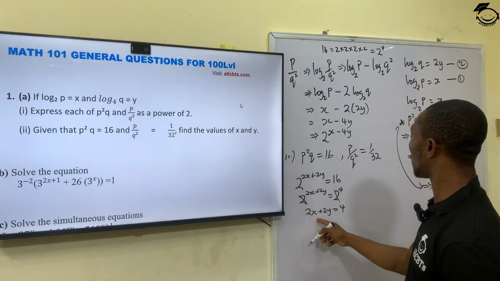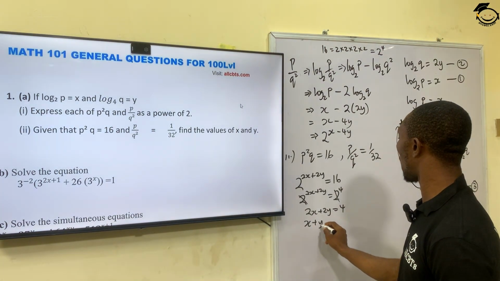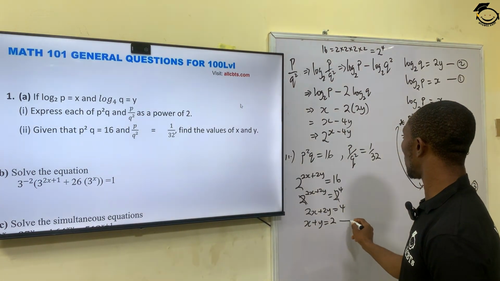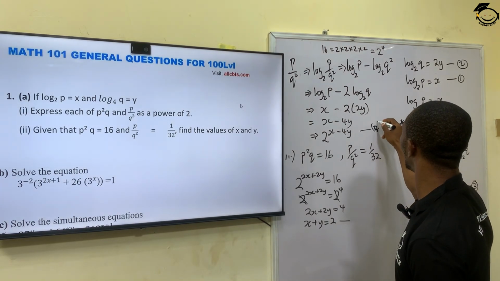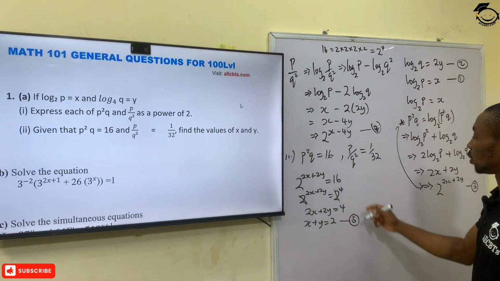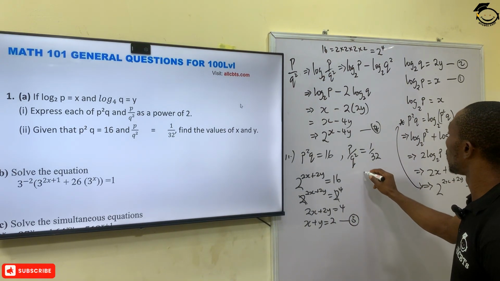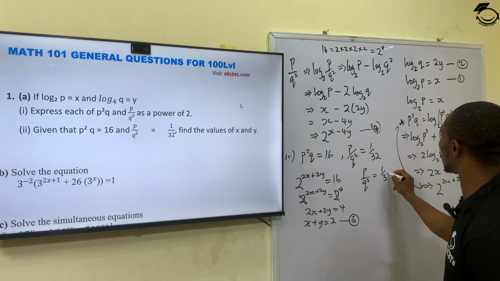Now dividing both terms, we have x plus y equals 2. Let's call this equation 4, and this will be equation 5. Now, to the second aspect, where we have p over q squared equals 1 over 32.